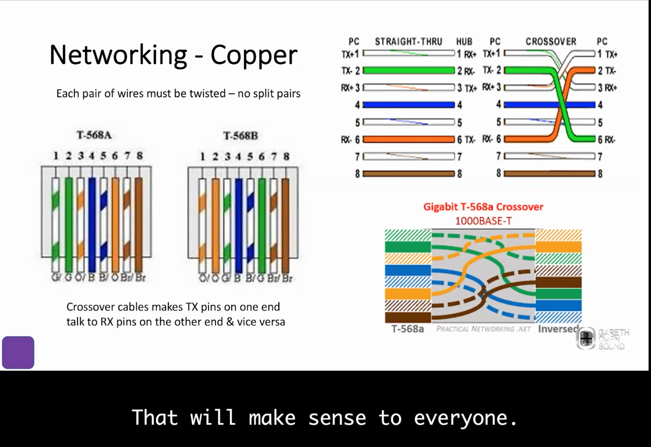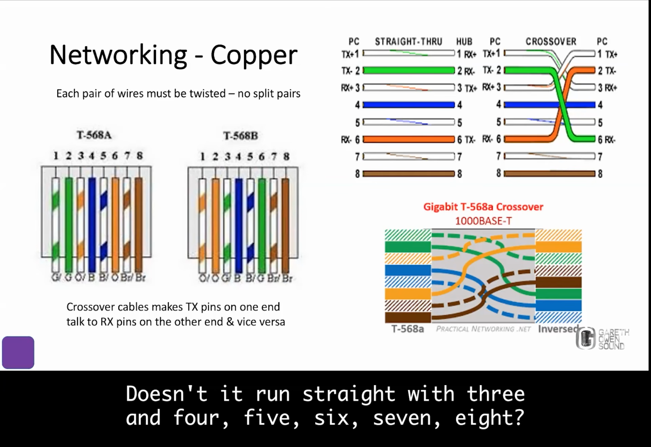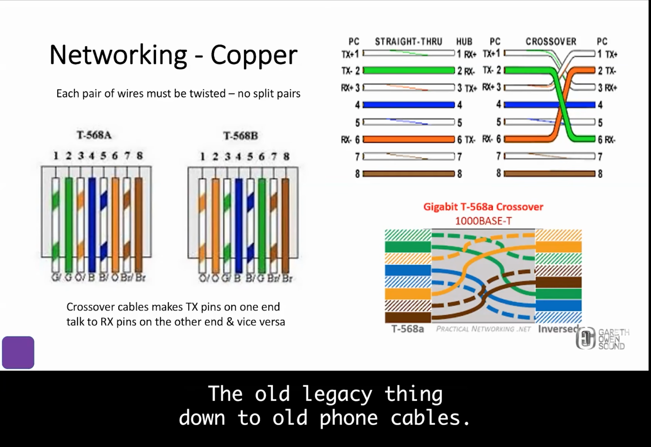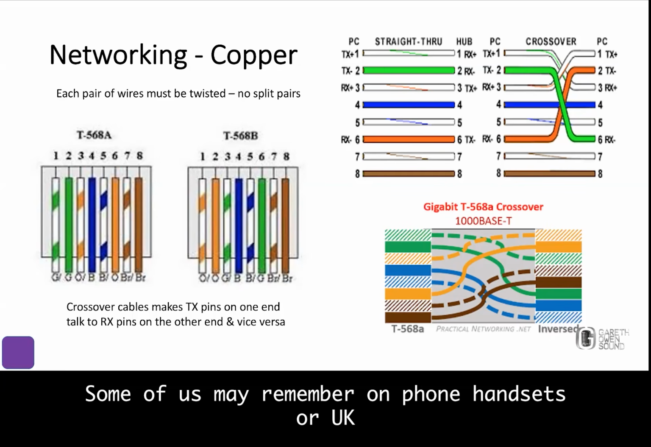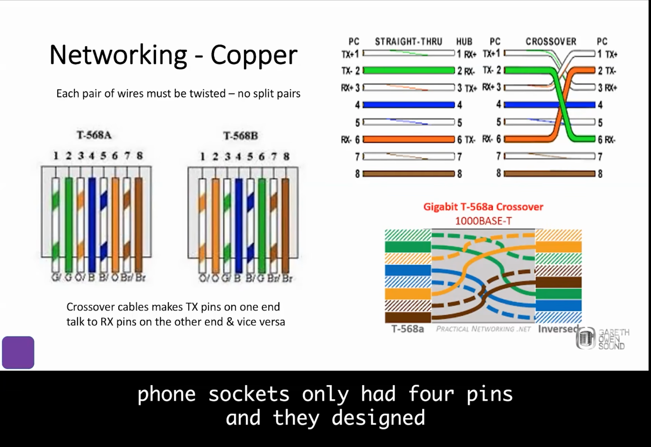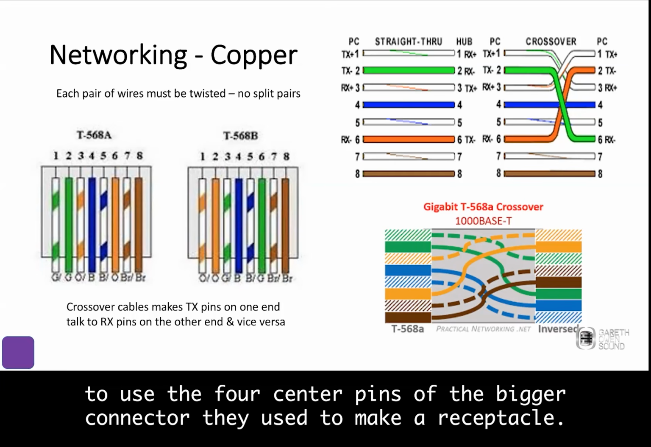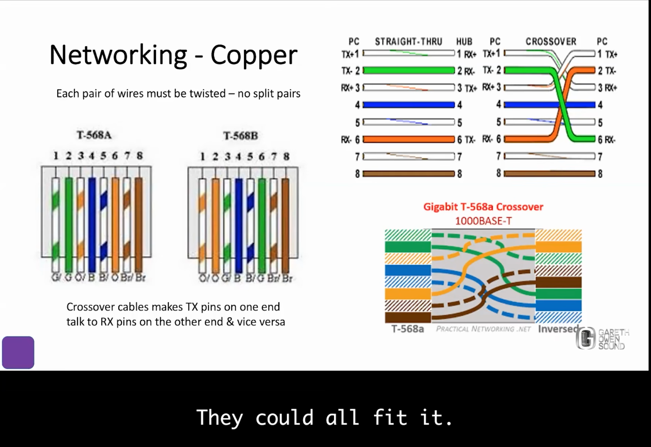Does that all make sense to everyone? Dan's smiling because he remembers. Russ, why doesn't it run straight with 3 and 4, 5, 6, 7, 8? It's an old legacy thing down to old phone cables. The older plugs, some of us may remember on phone handsets or UK phone sockets, only had 4 pins. And they were designed to use the 4 center pins of the bigger connector. They used to make a receptacle they could all fit in.